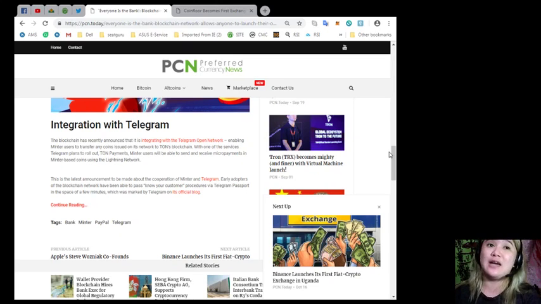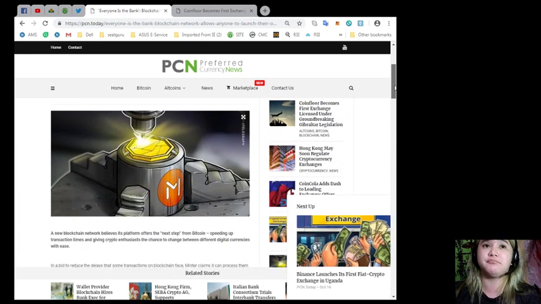This is the latest announcement to be made about the cooperation of Mintr and Telegram. Early adopters of the blockchain network have been able to pass Know Your Customer procedures via Telegram password in the space of a few minutes, which was marked by Telegram on its official blog.